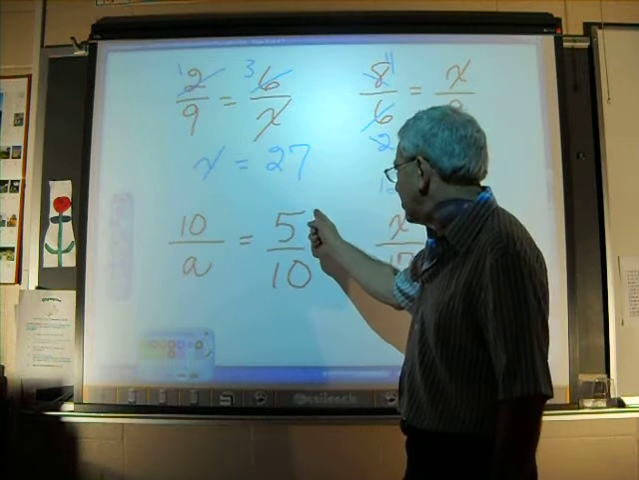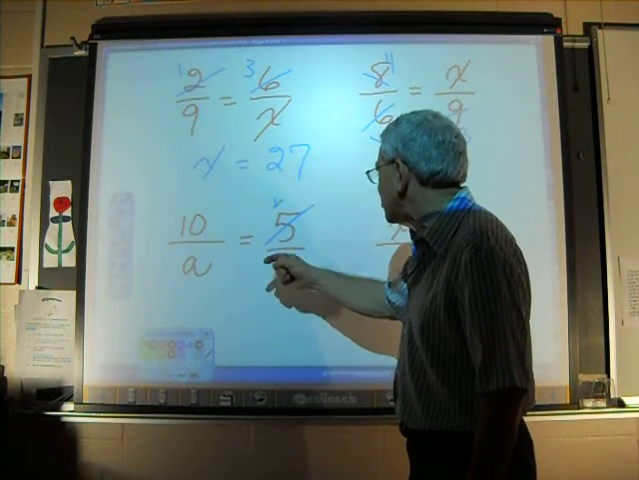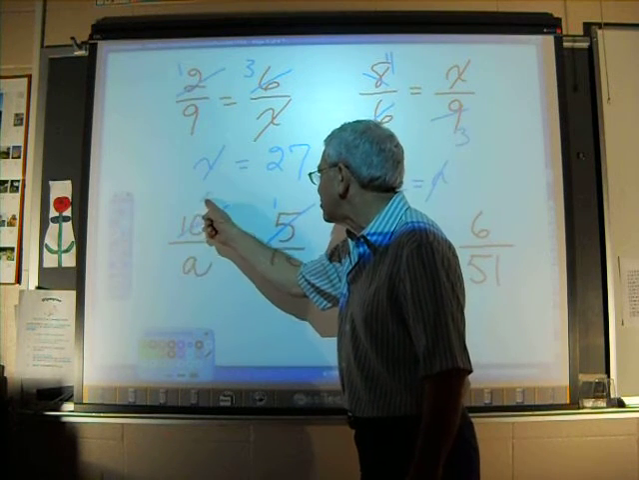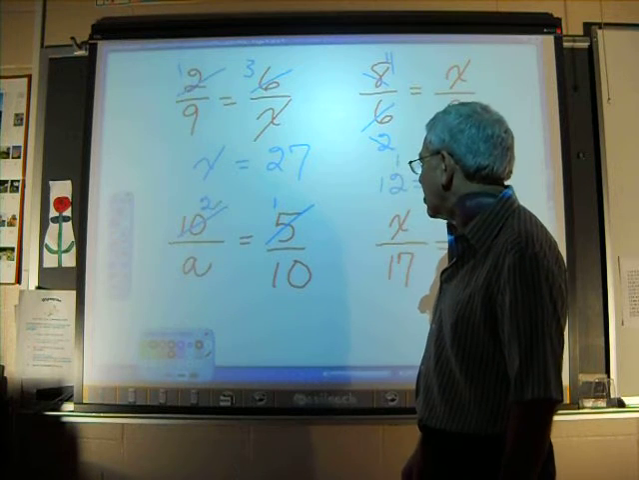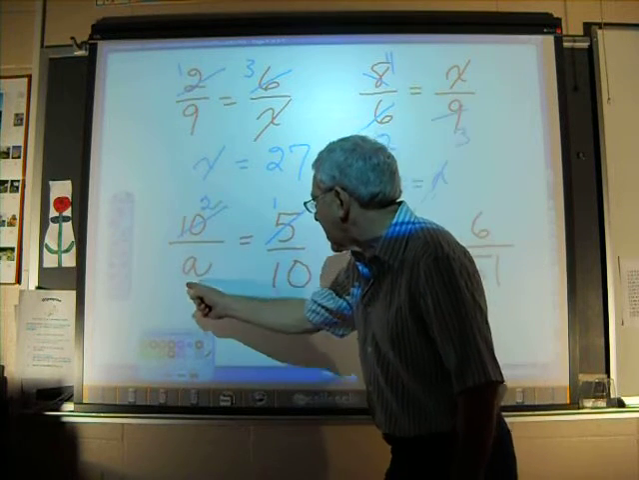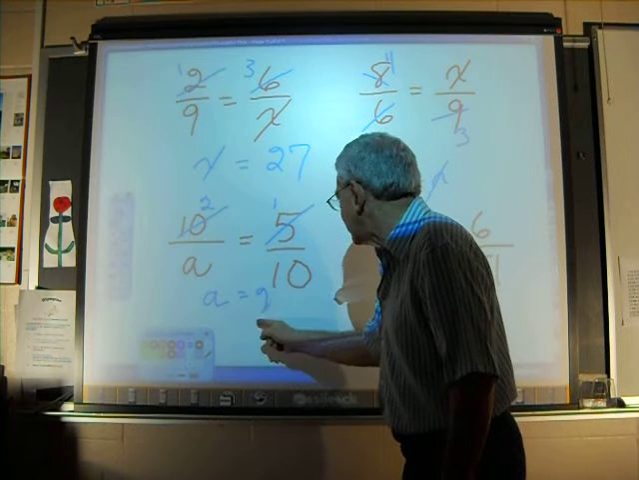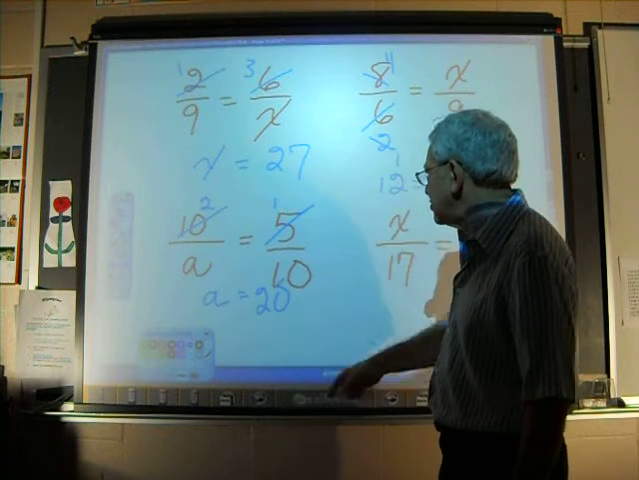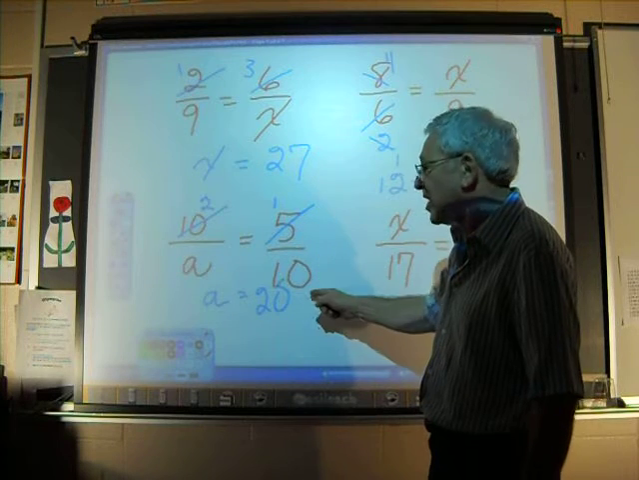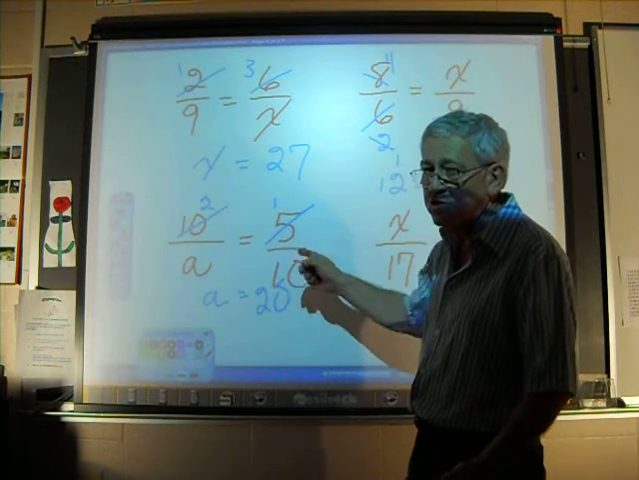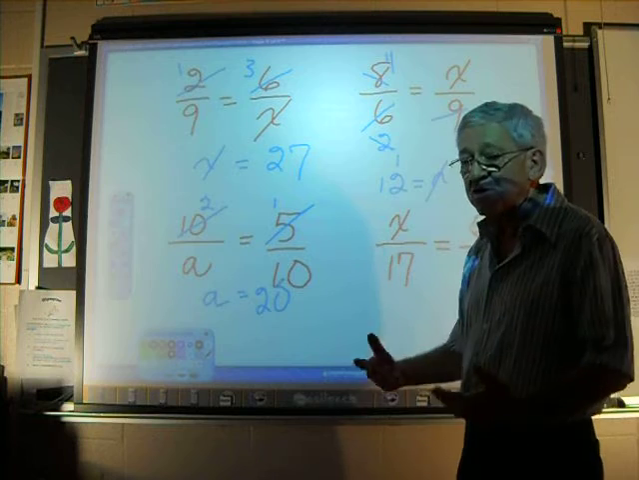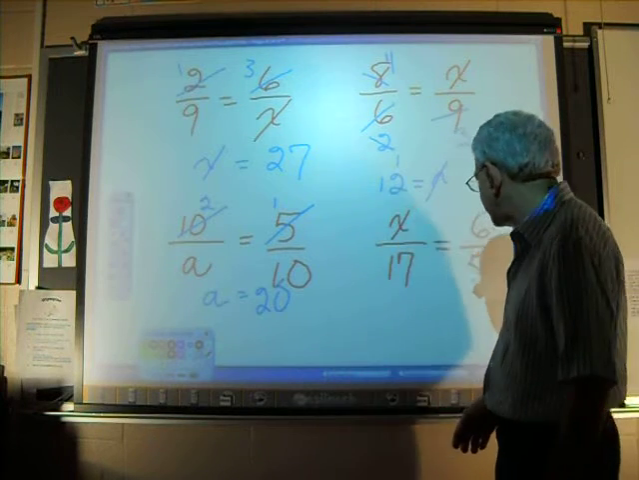Here, I can put 5 into 5 is 1, 5 into 10 is 2, and then when I cross multiply, I get 1a is equal to 2 times 10. I could have also reduced 5/10 and gotten 1/2, and then still 2 times 10 is going to be 20. So you have a lot of options when you do this.